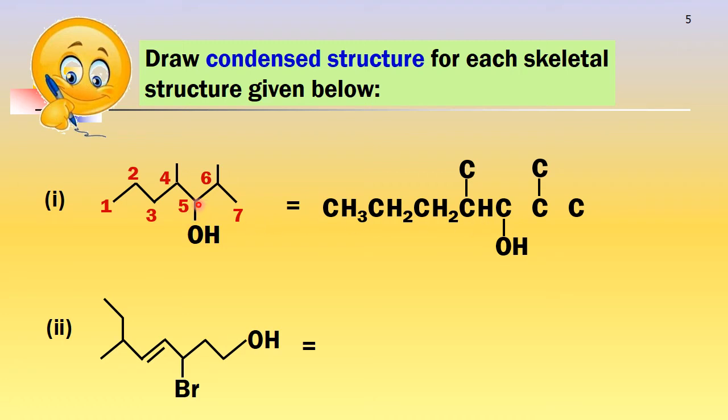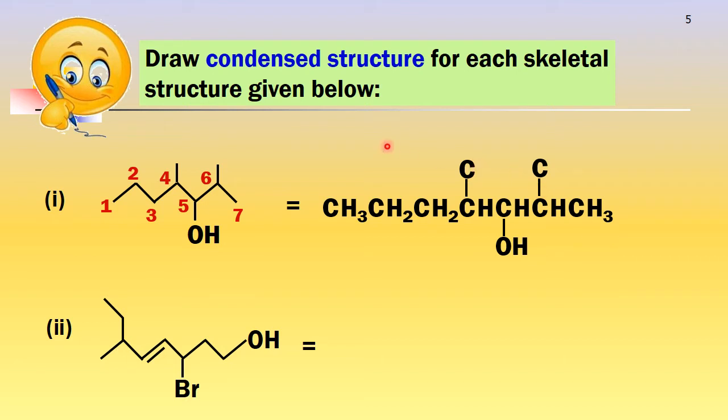Carbon number 5 also has 3 bonds right now, 1, 2, 3. So the last bond is attached to a hydrogen atom. Carbon number 6 also has 3 bonds, 1, 2, 3. So the fourth bond is attaching a hydrogen atom. And the last carbon, number 7, terminal carbon, it has only 1 bond right now to carbon number 6. So there are 3 more bonds which are attaching 3 hydrogen atoms.